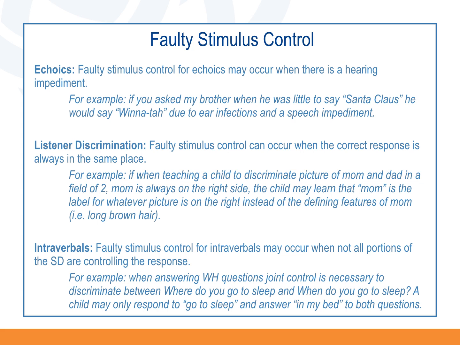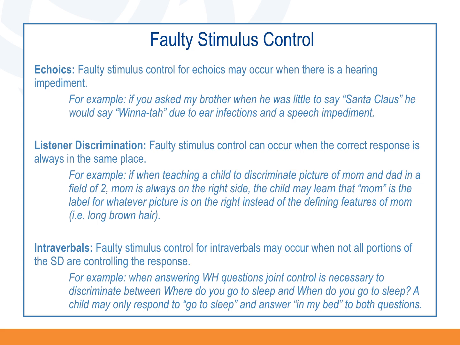For listener discrimination skills, it can occur if, for example, you always put the correct answer on the right-hand side, so they always pick that one. Or they learn that mom is the one with the picture on the right instead of actually learning who mom is. So they always just touch the picture on the right.